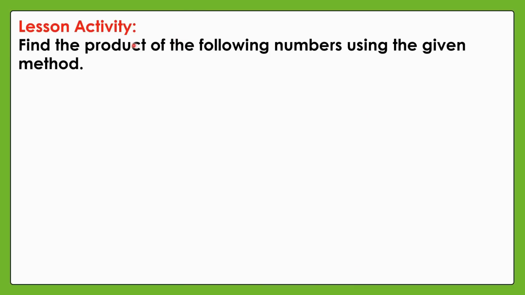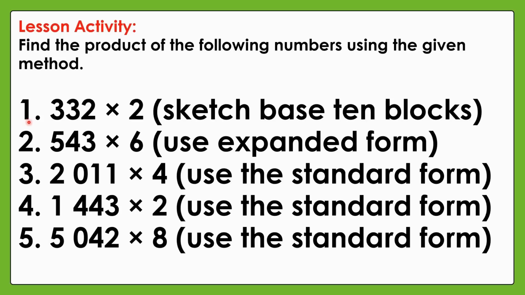For our lesson activity, find the product of the following numbers using the given method. Number 1, 332 times 2, sketch base 10 blocks. Number 2, 543 times 6, use expanded form. Number 3, 2011 times 4, use the standard form. Number 4, 1443 times 2, use the standard form. And number 5, 5042 times 8, use the standard form.